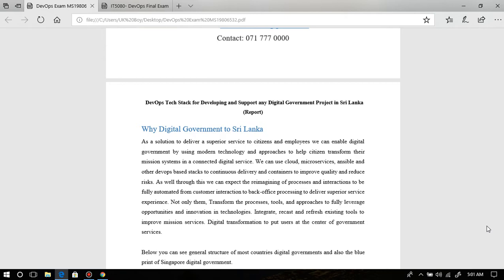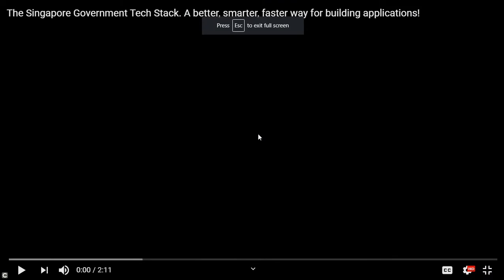Next, I am going to show you a video related to digital government. This is from a Singapore digital government related website. Let's move to that video. Okay, through this video we can see the Singapore government tech stack.